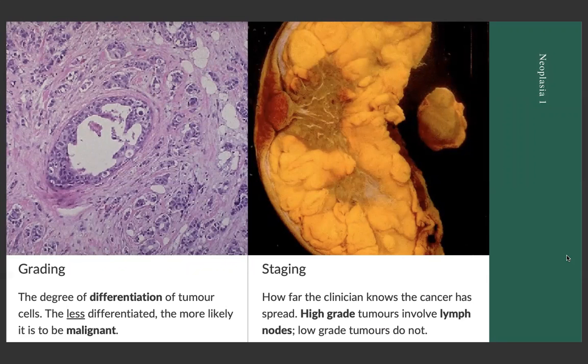And then you have staging. So staging is how far the cancer has spread according to the clinician's knowledge. So high-grade tumors tend to be more dangerous. Those involve lymph nodes, like the one seen in this case.